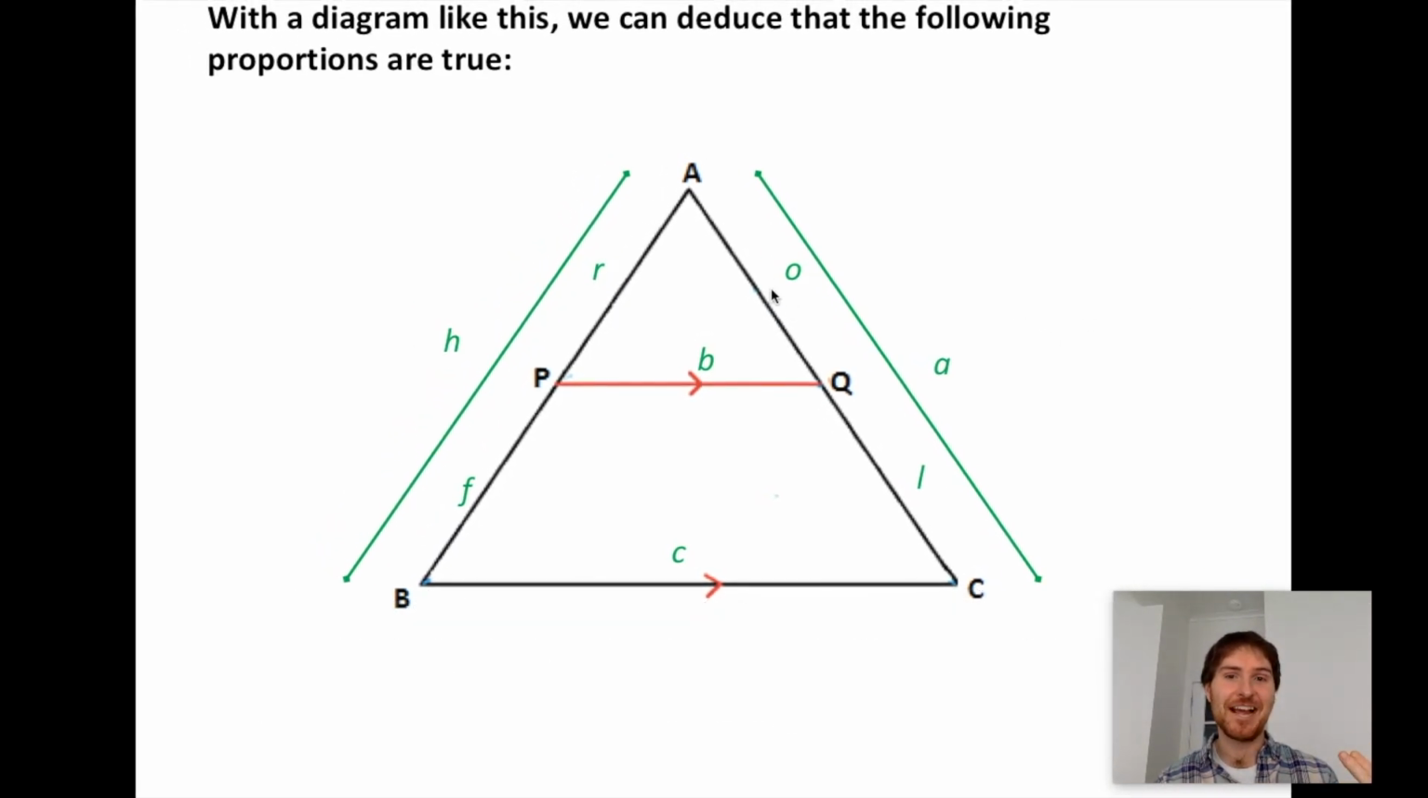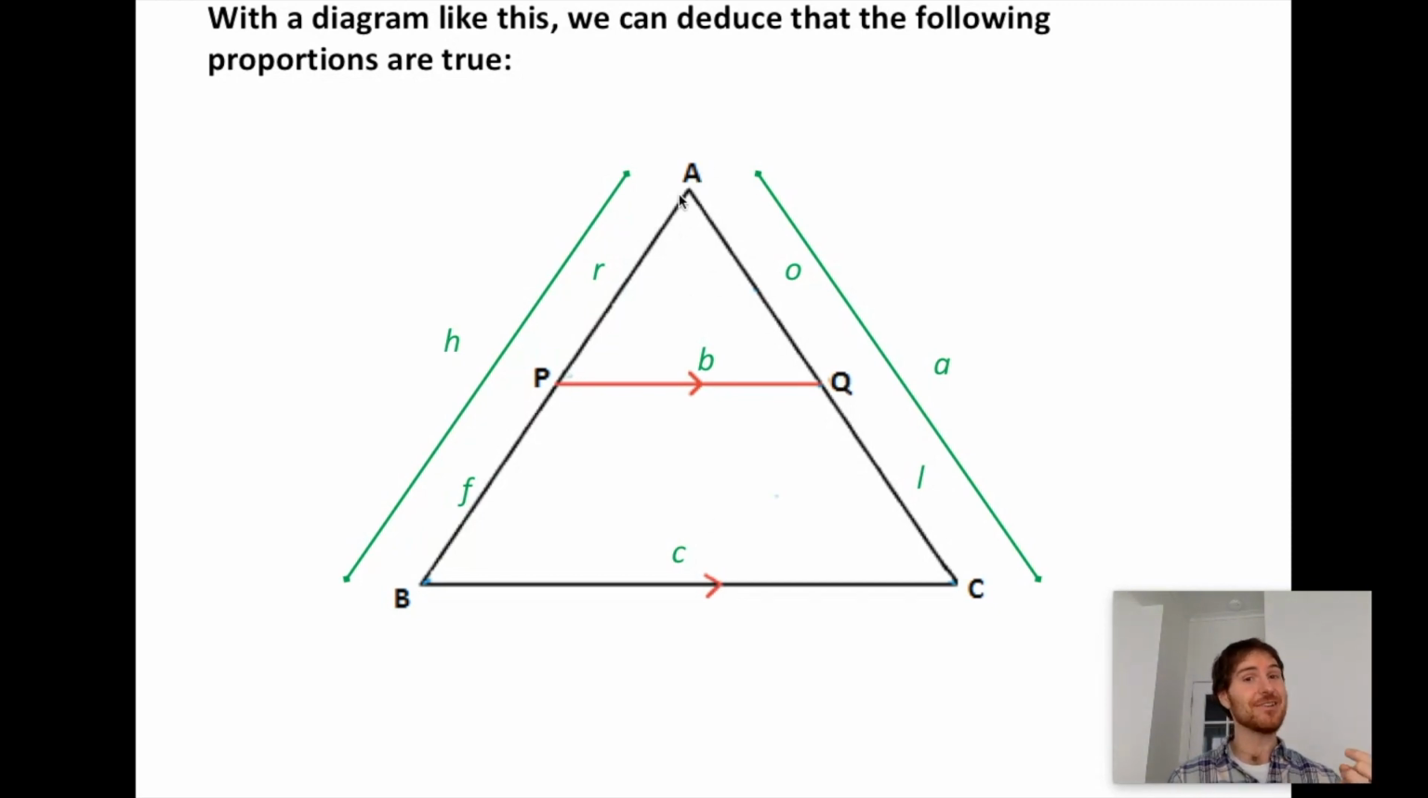Now, here we have side length O is AQ, side length L is QC, side length A represents AC, H represents AB, C represents BC, and P represents PQ. And what do I notice about PQ and BC? Ooh, parallel lines, right? So I got a parallel line intersecting two sides of a triangle, right? It's parallel to the third side.